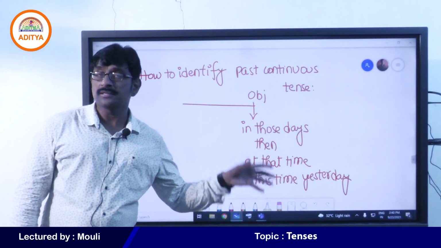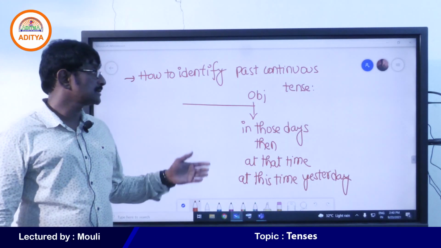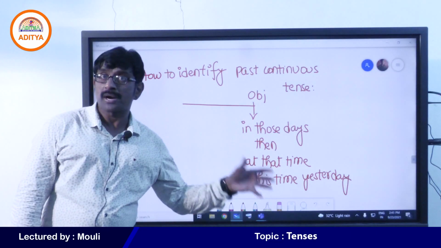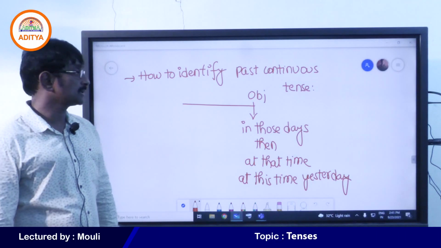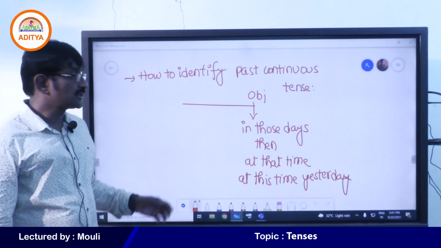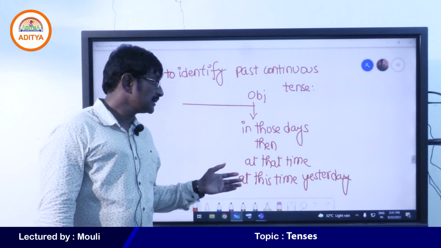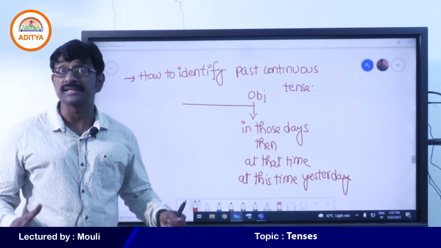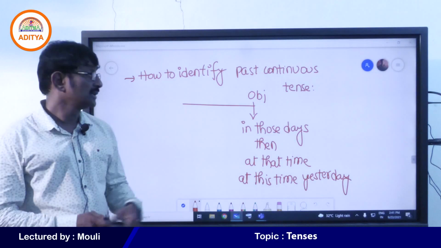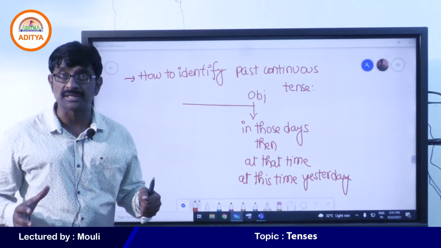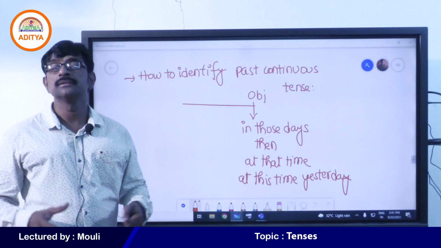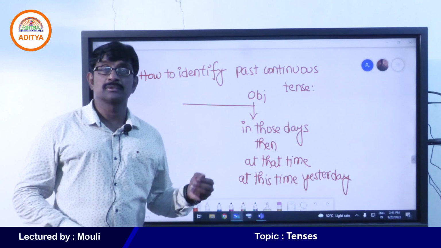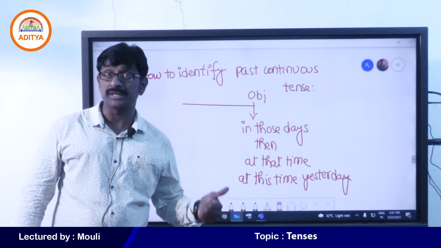They will appear in this way in past continuous tense. In the object, words and phrases like in those days, then, at that time, at this time, yesterday will come. With the help of these, we can recognize it is a past continuous tense. Students, now let us take one or two examples on this.